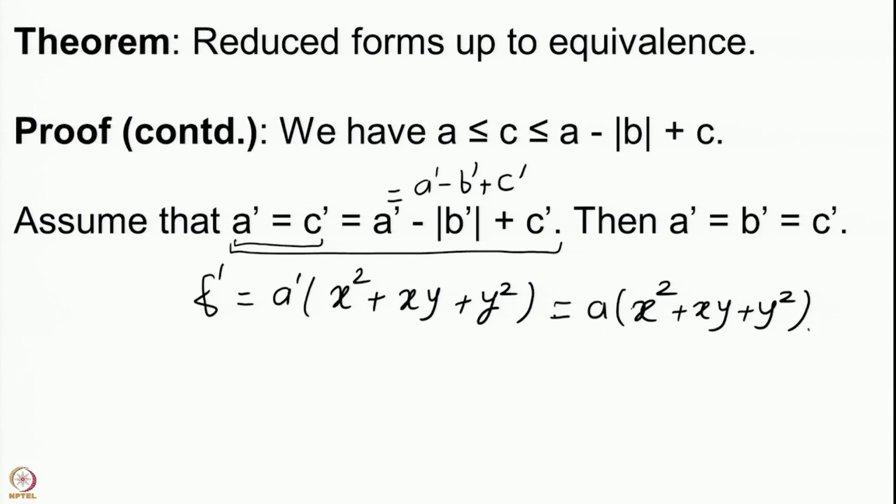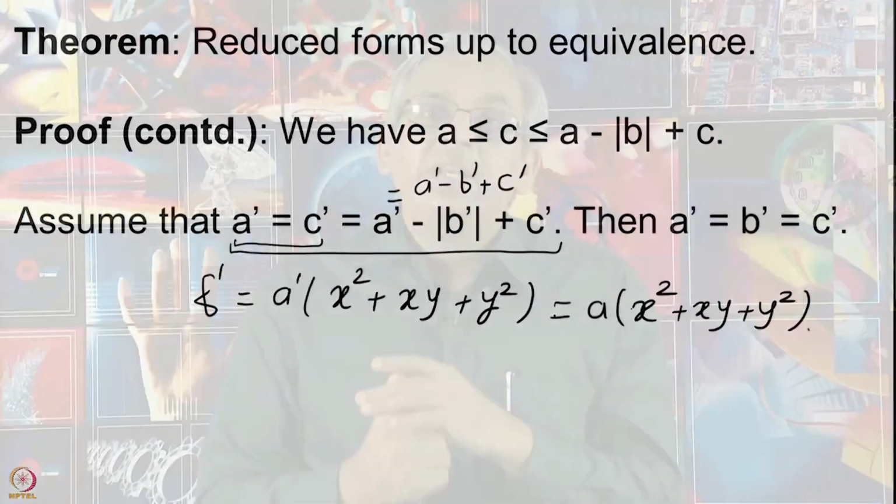A prime is A, because we are taking the smallest value represented by F prime, which has to agree with the smallest value represented by F, and that value is A. So, you get that A prime is A, and the form reads (x square plus xy plus y square) whole thing multiplied by A prime.